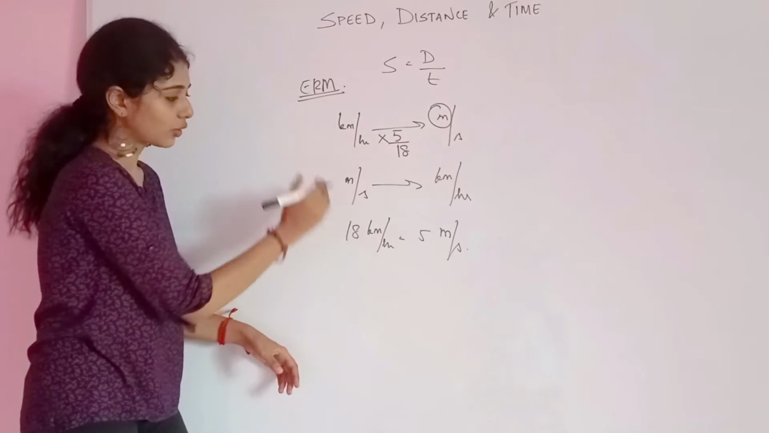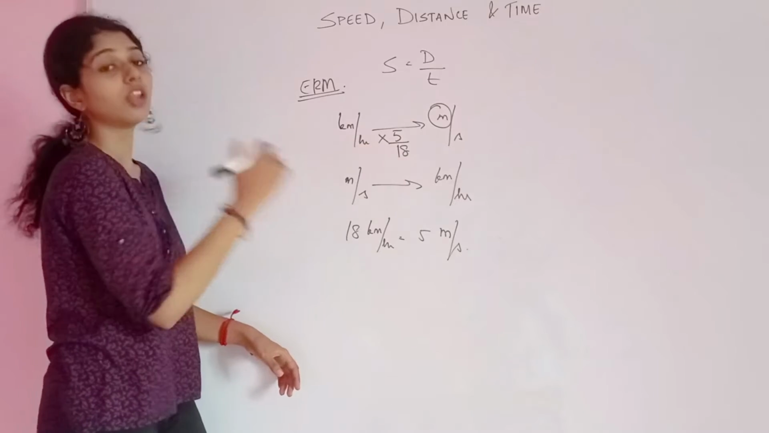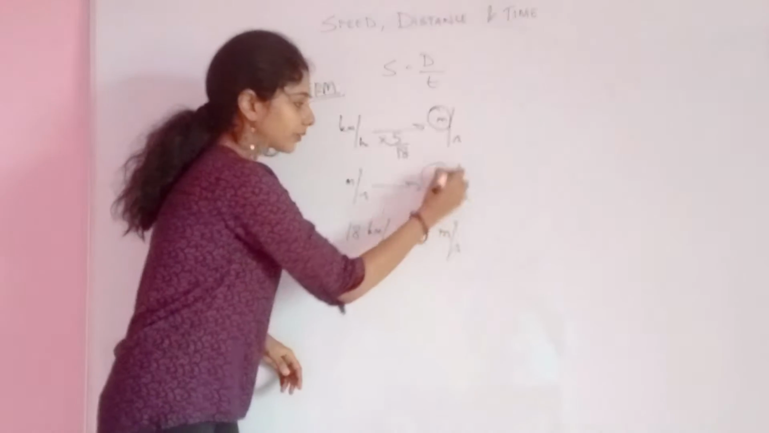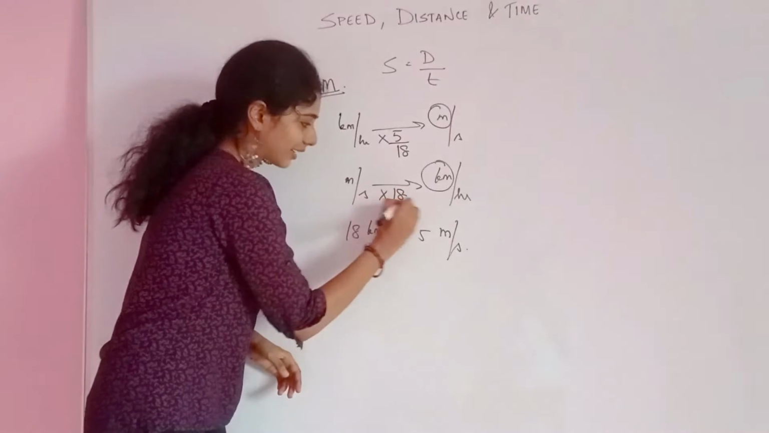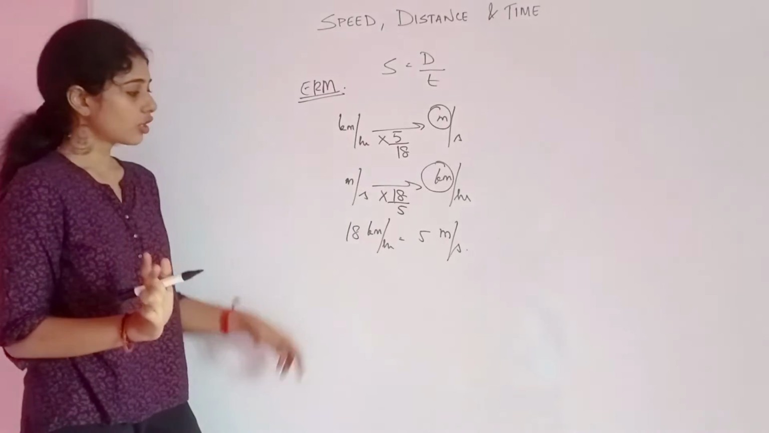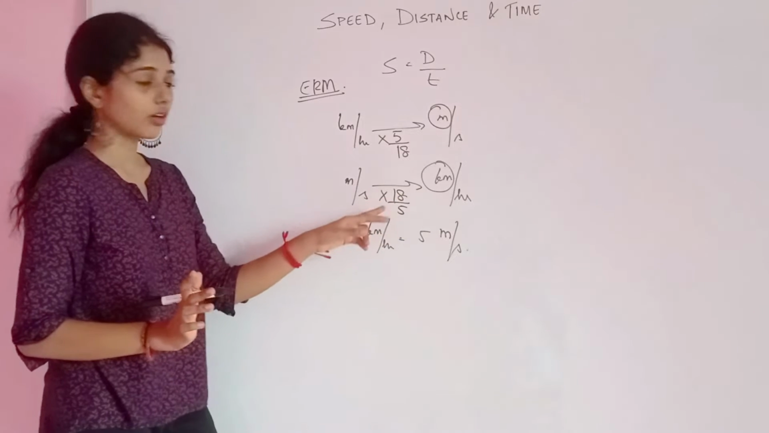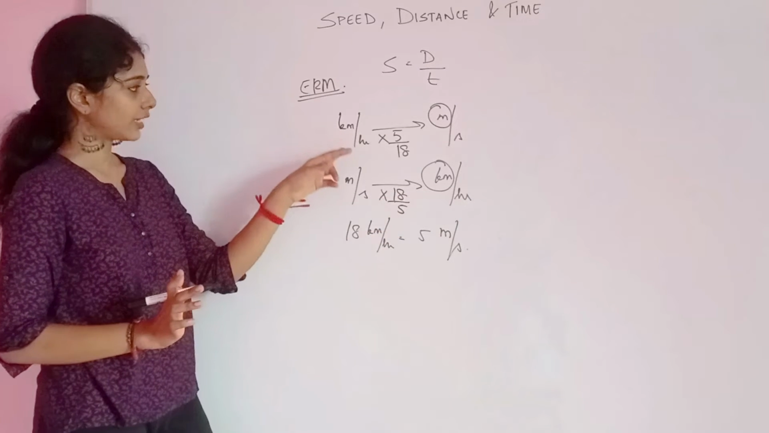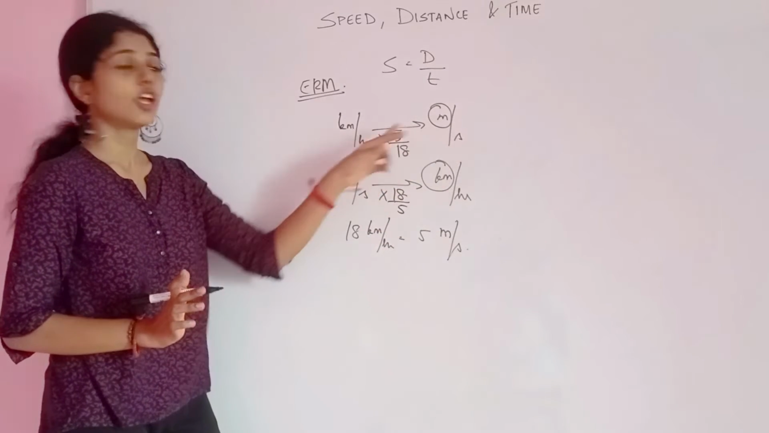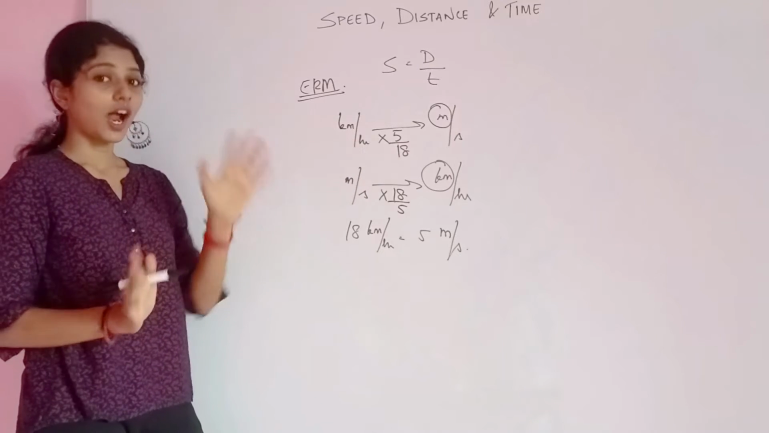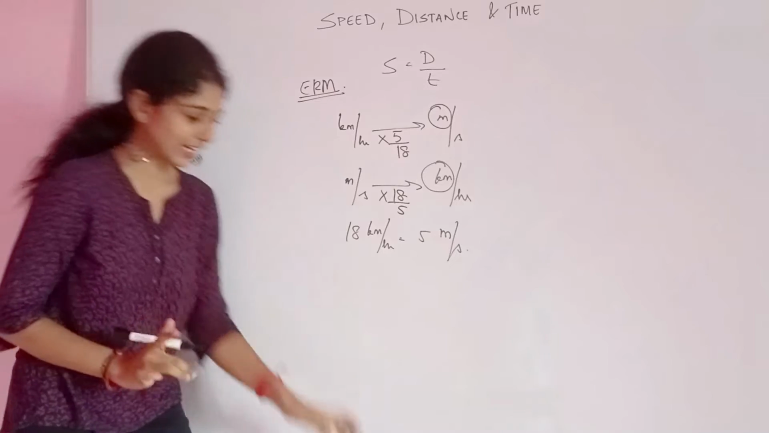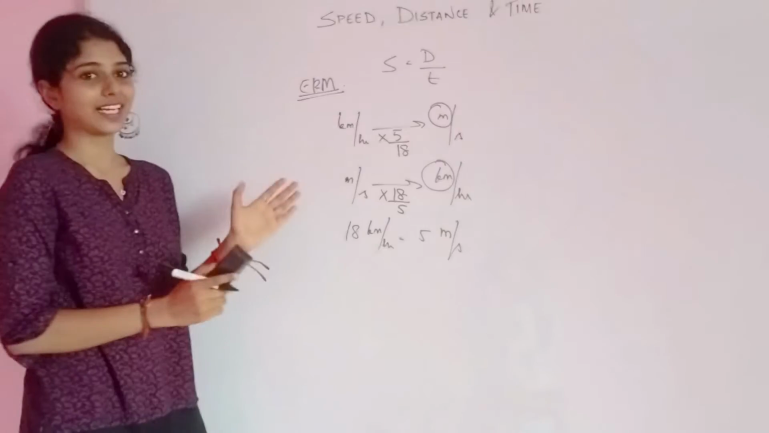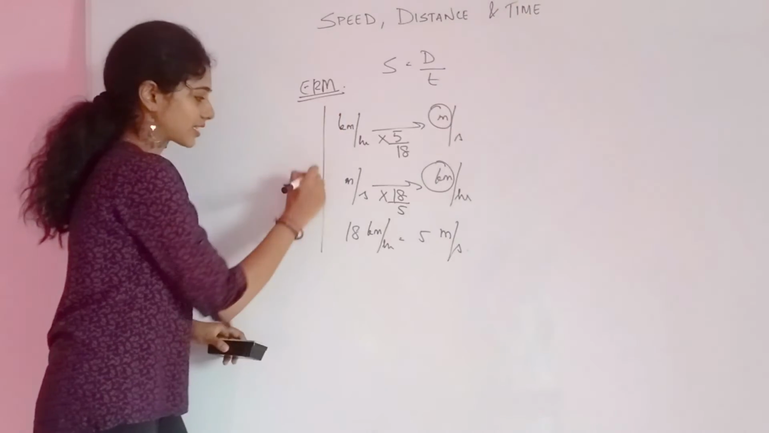And similarly, to convert meter per second to kilometer per hour, look at your right hand side. Kilometer. Kilometer is greater than meter, so your numerator must be greater than your denominator. So to convert meter per second to kilometer per hour, you multiply by 18 by 5. And to convert kilometer per hour to meter per second, you multiply by 5 by 18. So you're not going to make this mistake ever again. We're going to make conversions really quick and really correctly. So this is the very first basic you have to do.